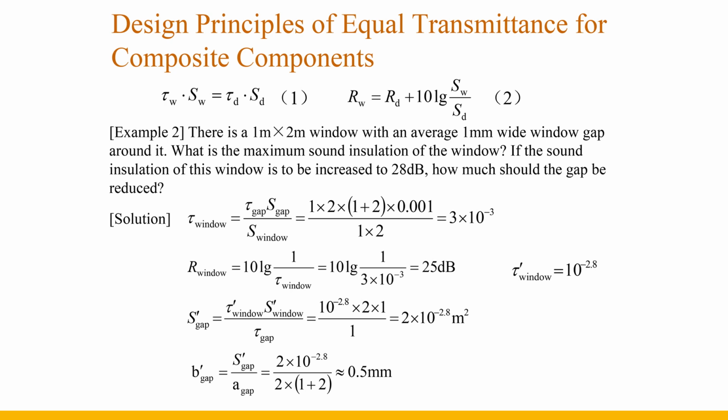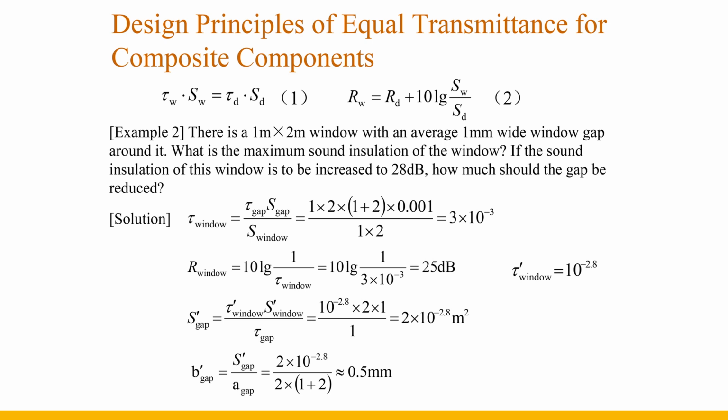If the sound insulation of the window is increased to 28 decibels, its transmission coefficient should be 10 to the power of minus 2.8. Still following the design principle of equal transmission, the area of the window and the transmission coefficient of the gap remain unchanged, so that the area of the gap is 2 times 10 to the power of minus 2.8.